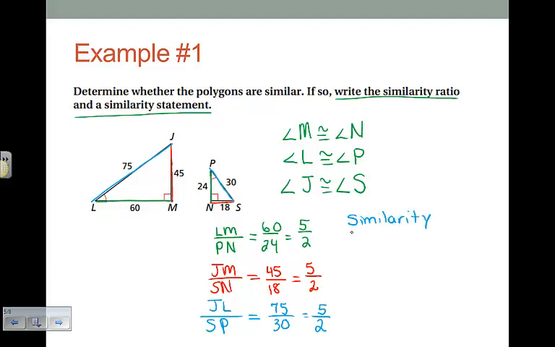Similarity ratio is 5:2. And for our similarity statement, make sure that your letters are in the right order. So if I go from M to L and then to J, I can say triangle MLJ is similar to triangle NPS. Okay, so I showed that they were similar. I showed what my similarity ratio is, and then I wrote my similarity statement.